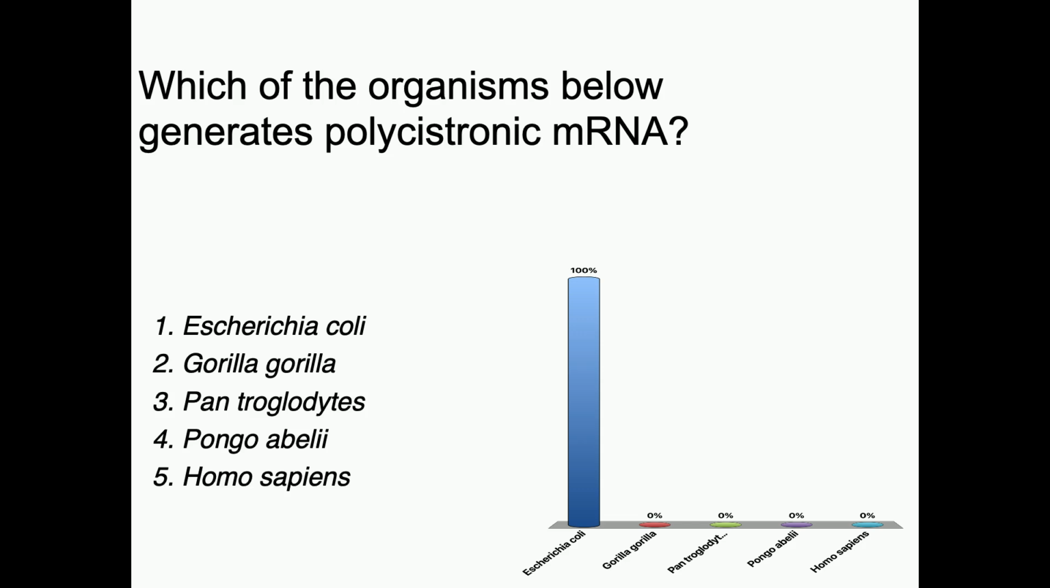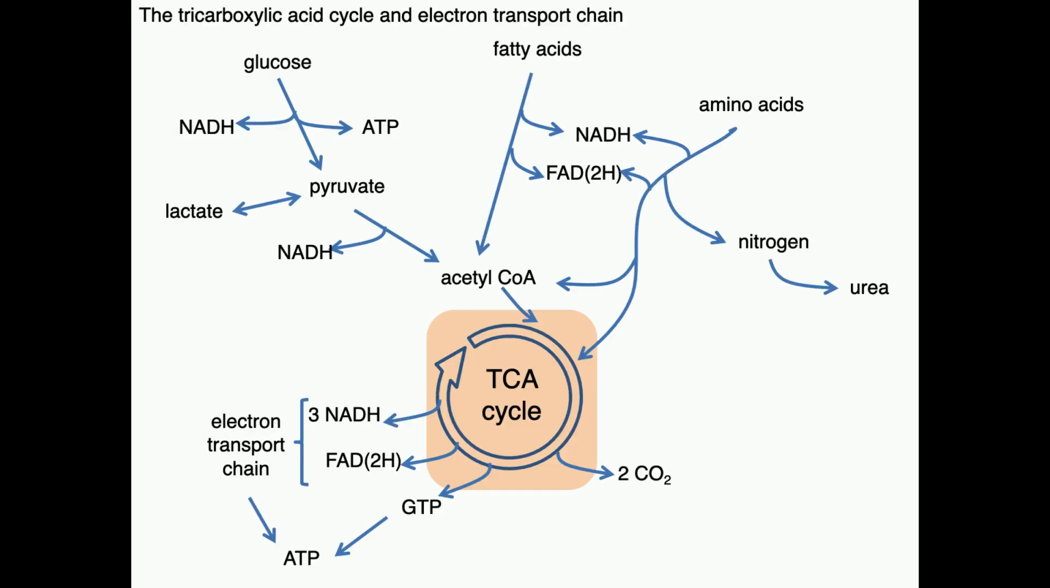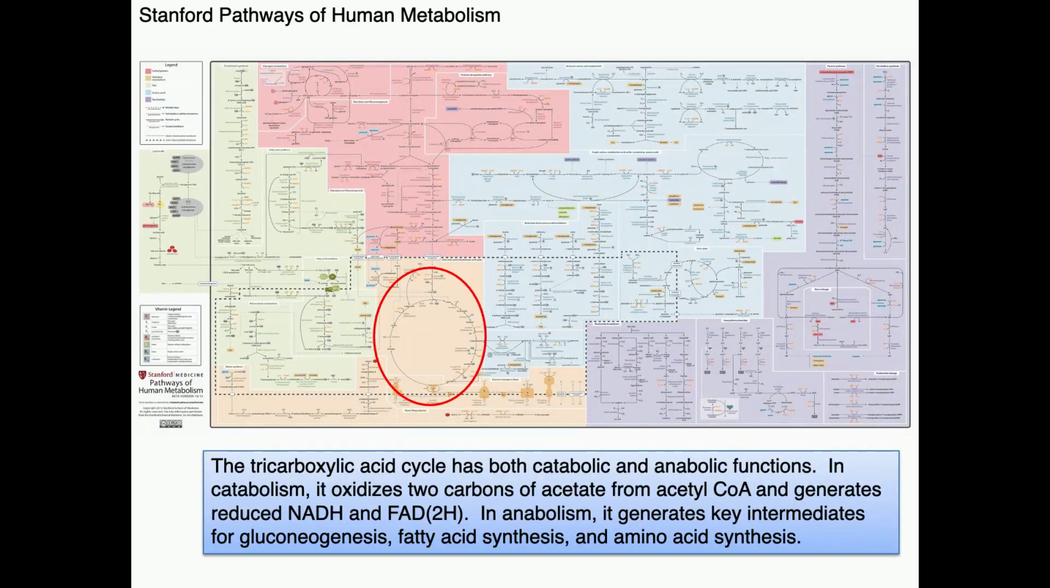Okay, shall we start with the didactic portion of the lecture? All right, so the topic of today is the TCA cycle. The main function of the TCA cycle in the fuel oxidation sense is to take the 2 carbons of acetyl-CoA and turn those 2 carbons into carbon dioxide. And then we generate GTP and reducing equivalents in the form of NADH and FADH2 to power the electron transport chain. Okay, so this is the wheel portion of our Stanford map of human metabolism.